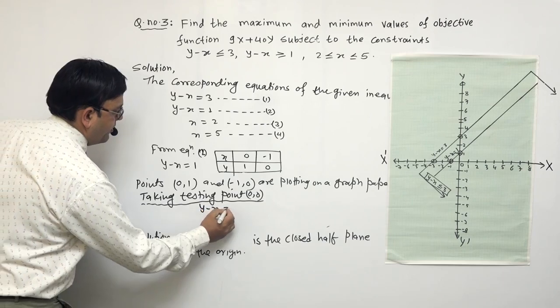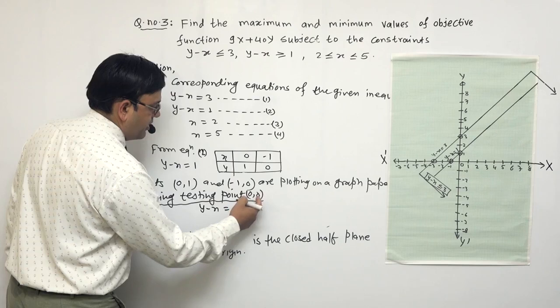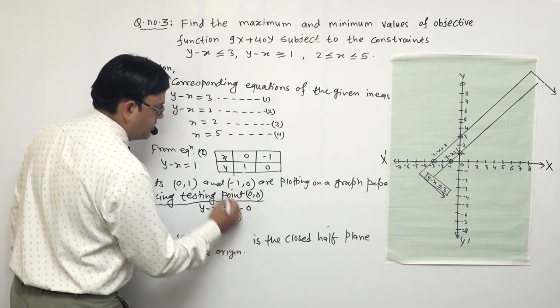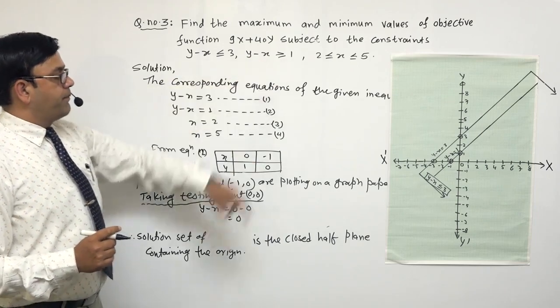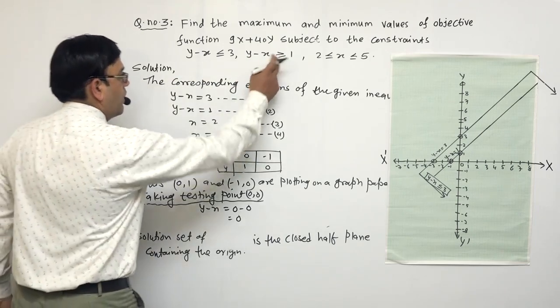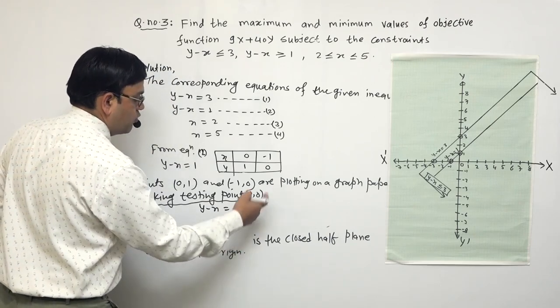y minus x is equal to, instead of y we have to write 0 and then instead of x also 0. So 0 minus 0 is also 0, and then our condition is greater than or equal to 1. So we can write like this: 0 is greater than or equal to 1.